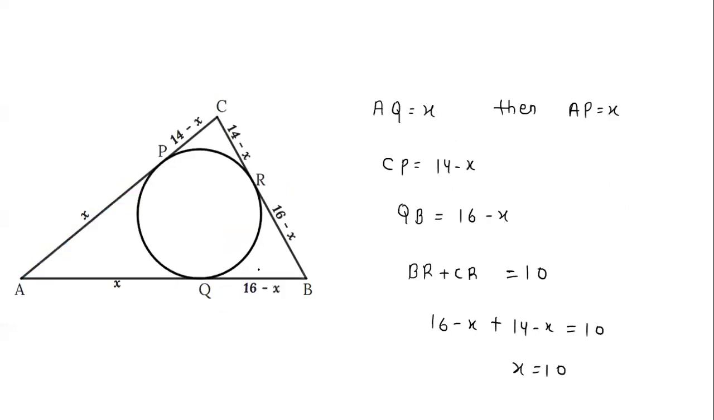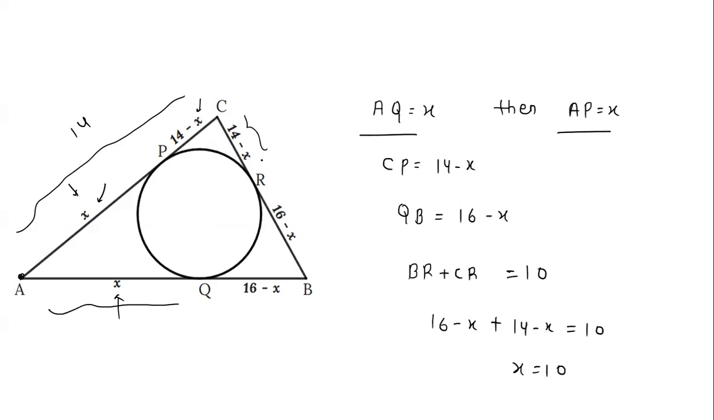Now you see this figure. If we assume this AQ as X, then we can also write this AP length as X because AP and AQ both are tangent to the circle from the same point. So the lengths of AP and AQ are the same and equal to X. AC is given in the problem as 14 centimeter, so if this is X, then the remaining length is 14 minus X.